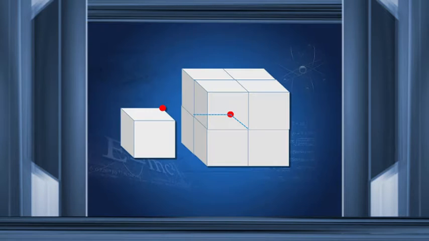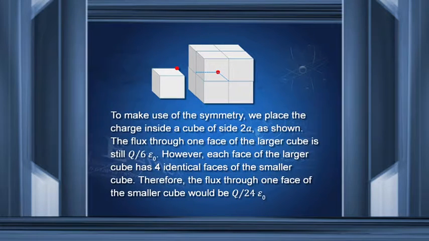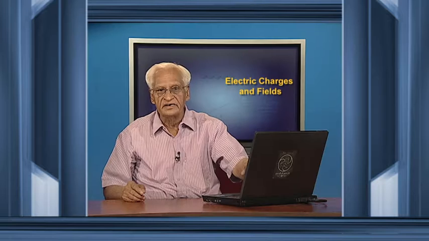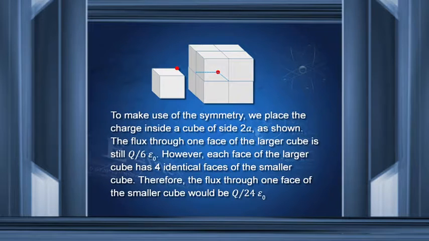Let me repeat this. The charge is here, it is not inside. Therefore, we made it inside by erecting this cube, whose side is twice the side of this cube. And now, the charge is inside, the flux through any side is q by 6. Any side is 4 times the surface area of any side here, and therefore, 1/4 of q by 6, q by 24. So, q by 24 epsilon 0 is the flux through this side or any side.